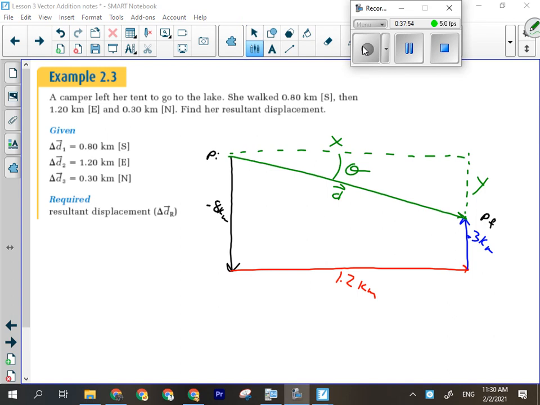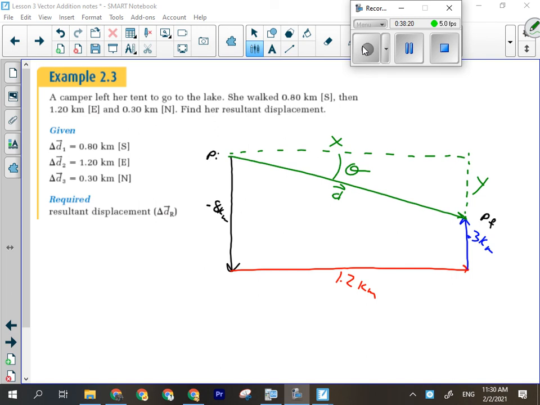Okay, how long is x? 1.2 kilometers, right? Basically what we're doing is we're breaking down her trip into east-west and north-south components, okay? We know that when she gets over to here, she's 1.2 kilometers east of her campsite. She's also going to be a half a kilometer south of her campsite, okay? How do we figure that out?